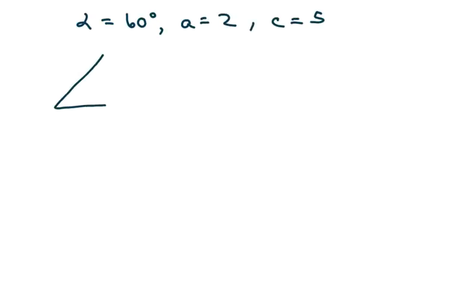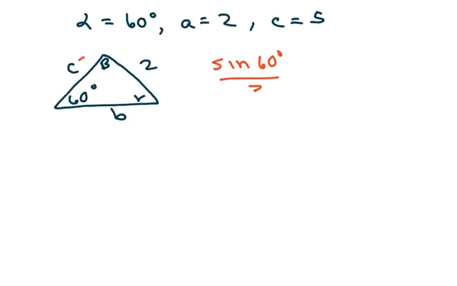We have alpha equals 60 degrees, A equals 2, and C equals 5. I'm going to draw a generic triangle. I'm going to put my alpha here. A goes across from that, and here I'm going to put gamma and C, so this is going to be your beta, B. And I'm going to use my law of sines. Sine of 60 over 2 equals sine of gamma over 5.